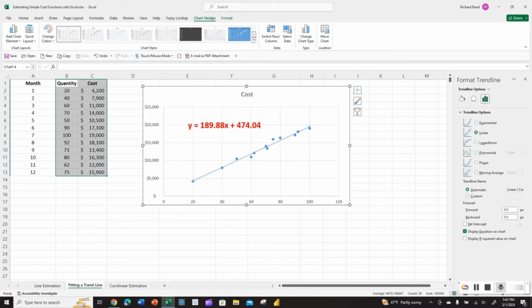We'll format that trend line. And I'm going to add to this something called an R square. Look over here in the bottom right of your screen. See, I can add an R square. I'm going to add that to this model. And you see it says R square equals 0.9825.